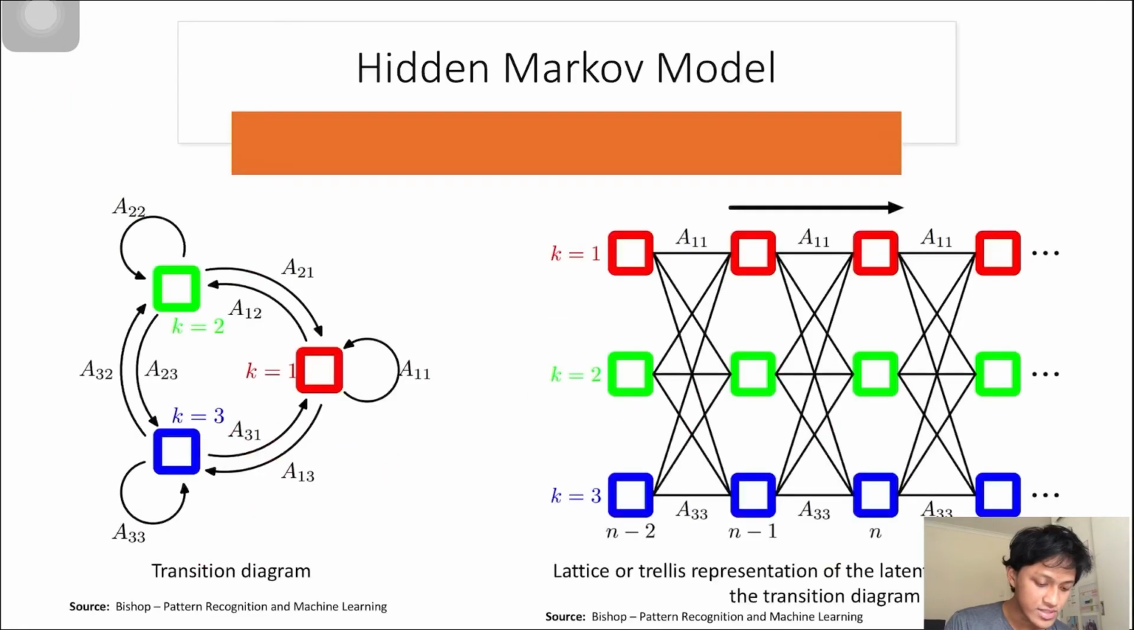Here I'd like to introduce the transition diagram. In the transition diagram, we have latent variables. In this case, we have 3, and each latent variable has its own conditional probabilities represented as A. Because we have 3 nodes here, the size of A is 3 times 3, where each column and each row has its own conditional probabilities. From this transition diagram, we can unfold it into what we call the lattice or trellis representation.